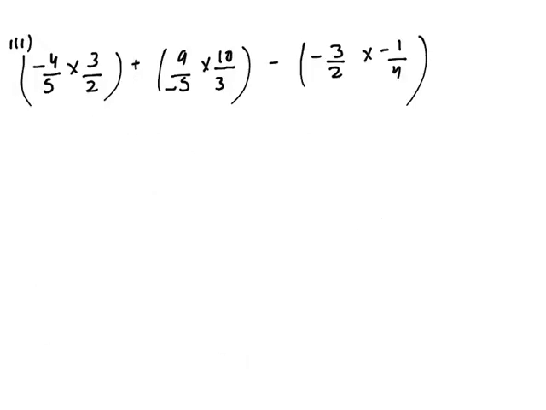Next we have in this evaluation question three brackets. We are multiplying 4 by 5 with 3 by 2. Then we have a plus sign in between. We are multiplying minus 9 by 5 with 10 by 3. Then we have a negative sign. Then we are multiplying minus 3 by 2 with minus 1 by 4.